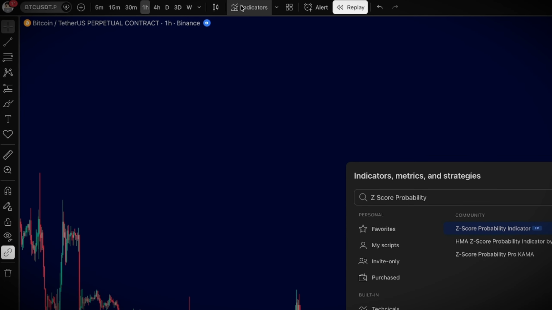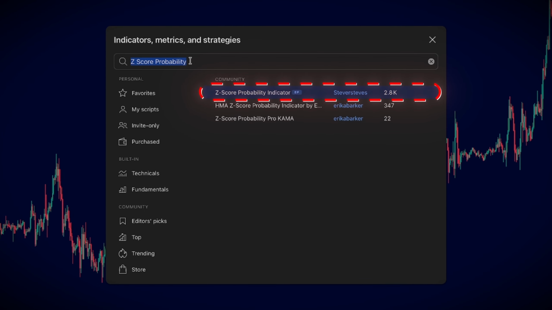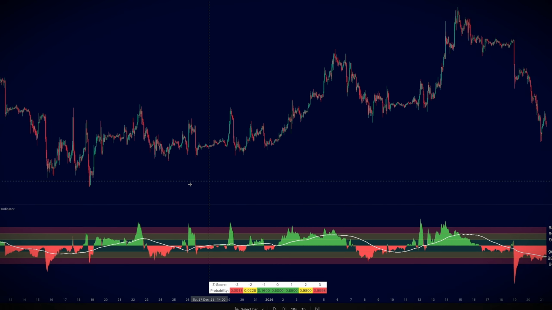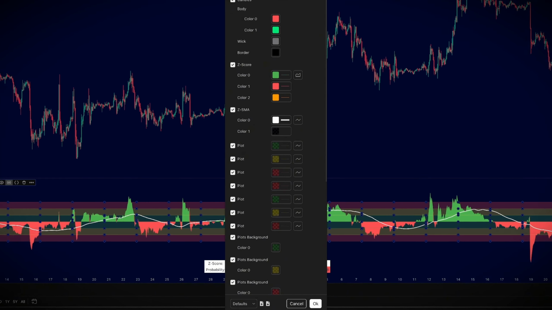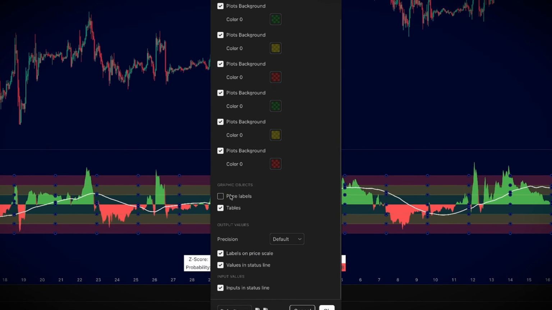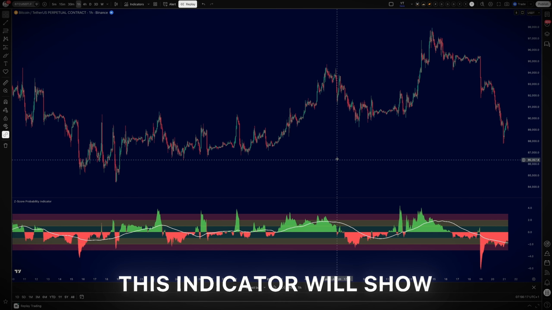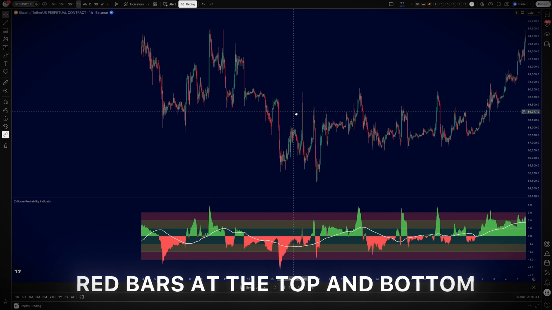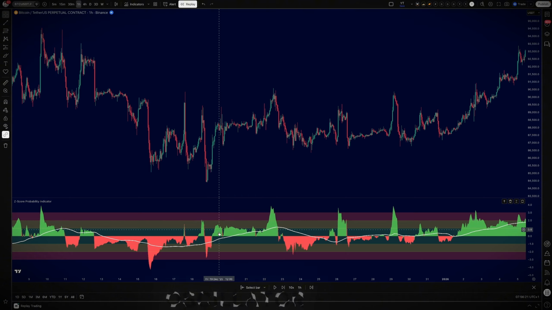Click on indicators. The first search is Z-score probability. The author is Stiver Stibbs. Add it. Go straight to the settings of this indicator. On the Style tab, uncheck labels and tables. They just clutter up the screen. Leave everything else as default. This indicator will show red bars at the top and bottom, and between them, green and red oscillator zones.